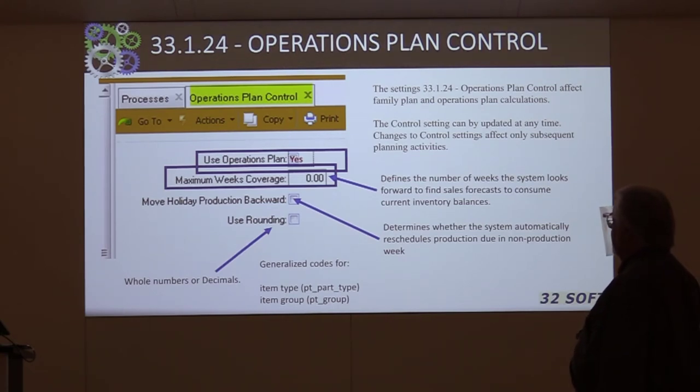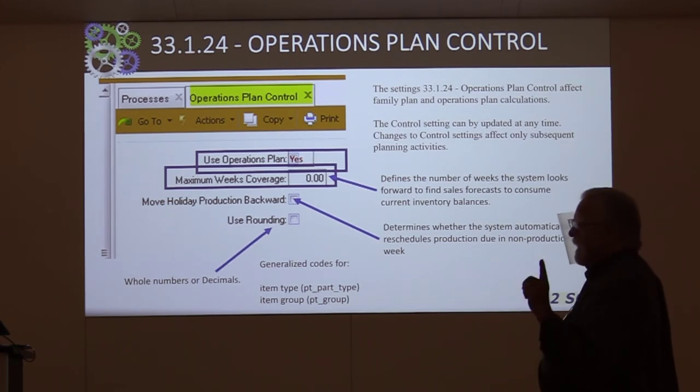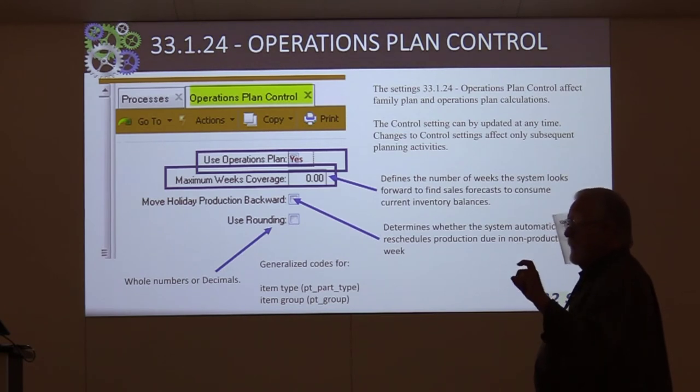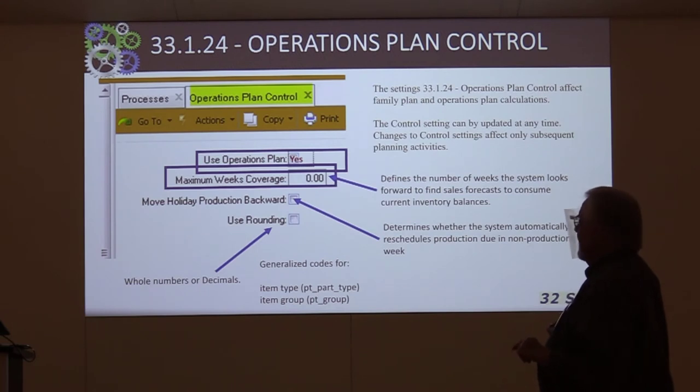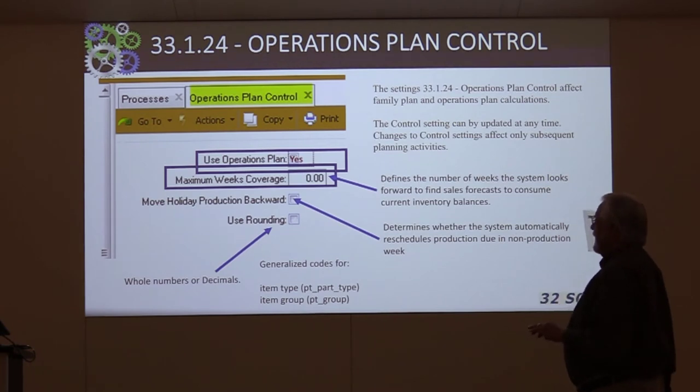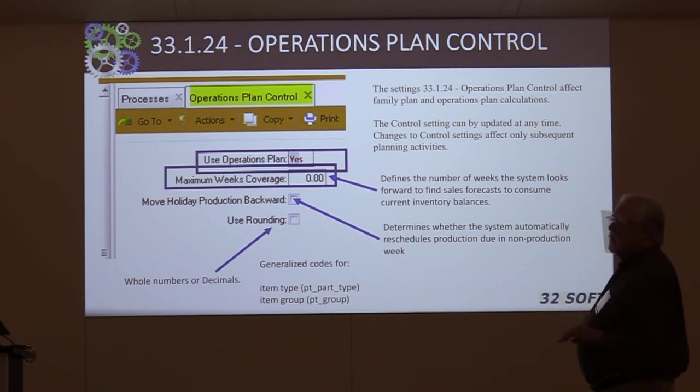And then here, the maximum weeks coverage, we'll talk about that a little bit more. That is a key field in the sales and operations planning process. You really have to understand and control what that weeks of coverage means for your organization. There's a little checkbox here for how you handle holidays and whether you're going to use rounding. As generalized codes, you need to pay attention to the PT part type and the PT group type as to the organization of your data.